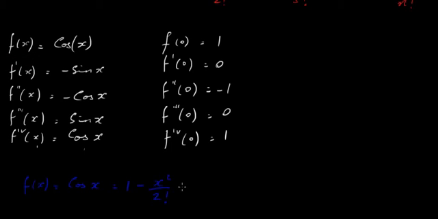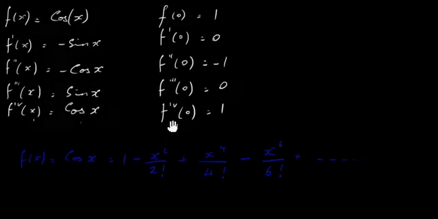Okay, so this is going to be plus x to the power of 4 over 4 factorial. And you can probably see the way this is going to work. The next one is going to be minus x to the power of 6, and we've gone 2, 4, so this is going to be 6 factorial here, and it's going to be plus, and so on. So this is my series for my polynomial, if you like, for cosine of x.